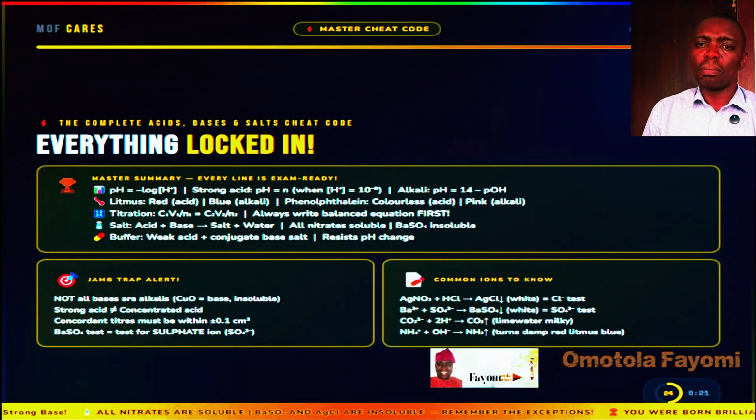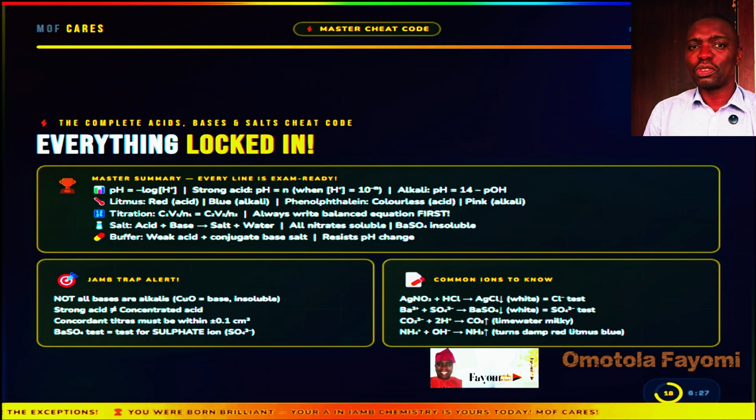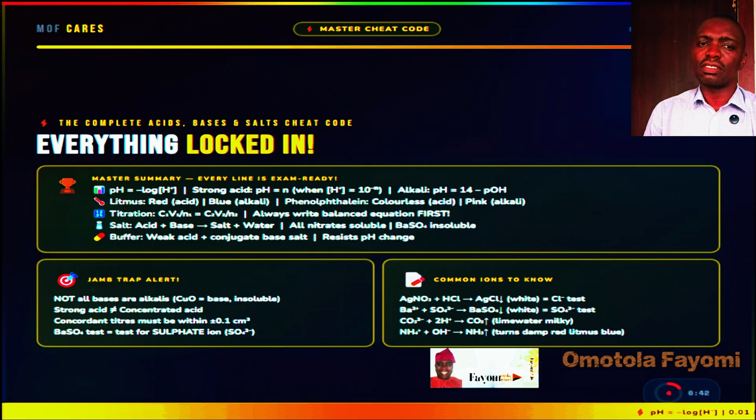Here is your complete cheat code for acids, bases, and salts. Every key fact in one place, ready to be burned into your memory before your JAMB exam. pH formula: negative log of H plus concentration for strong acids. If the concentration is 10 to the negative n, pH equals n directly. For alkalis, pH equals 14 minus pOH.